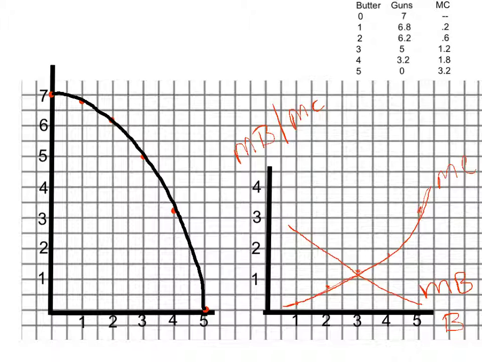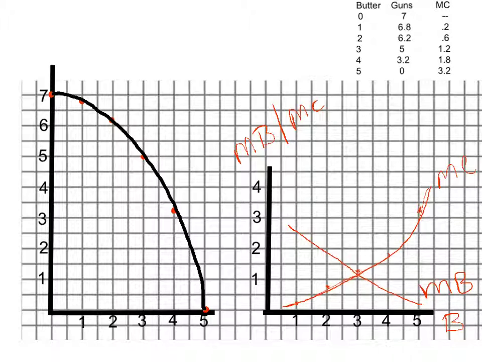So he'll say for the first unit of butter, the marginal benefits, they're all the way up here, are greater than the marginal costs down here. How about the second unit of butter? The marginal benefits are up here. Here's the second unit. Marginal benefits are greater than the marginal cost. Third unit of butter, marginal benefits are equal to marginal cost.